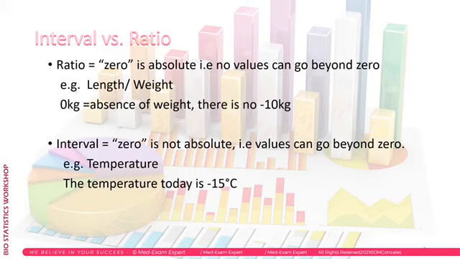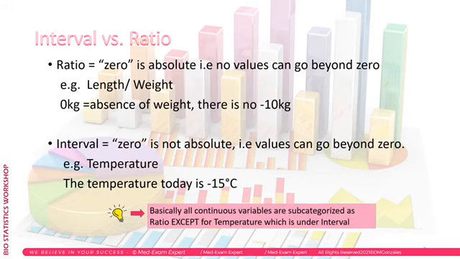So what is the difference? Let's go back to it. Again, 0 is absolute if it is ratio, meaning no values can go beyond 0. These are your length, weight. For example, 0 is the absence of weight and there is no negative 10 kilograms. When you say interval, 0 is not absolute and the values can go beyond 0. For example, temperature. So what is the tip here? Basically, all continuous variables are subcategorized as ratio except for temperature, which is under interval.